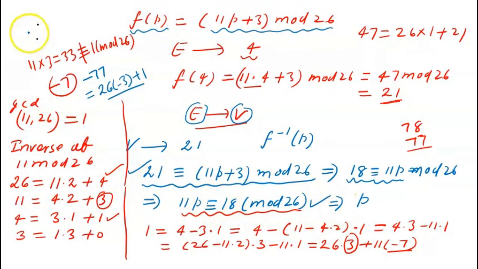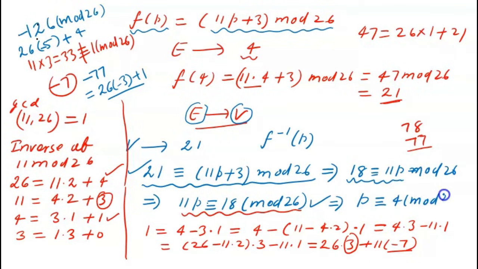And 11 into 18 into minus 7. So how much is that? Minus 126. And minus 126 modulo 26 will be how much? How will I get this? So you can see we can write 26 into minus 5, which is minus 130, and plus 4 I will get minus 126. So minus 126 modulo 26 is basically 4. So I get congruent to 4 modulo 26. So it means what? That P is congruent to 4 modulo 26.